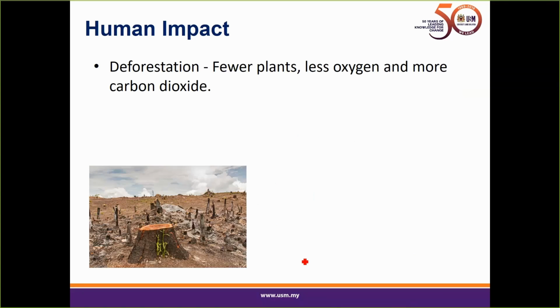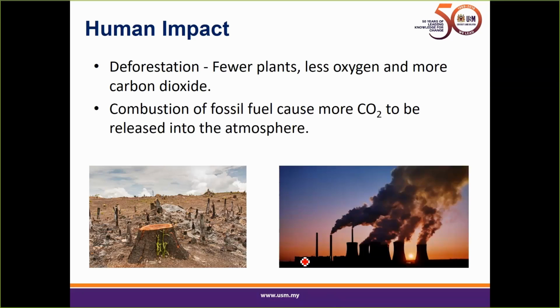Some of the impacts of humans on the oxygen cycle are deforestation, whereby due to fewer plants, you have less oxygen and more carbon dioxide, and also the combustion of fossil fuel, which causes more carbon dioxide to be released in the atmosphere. So both problems will lead to global warming.